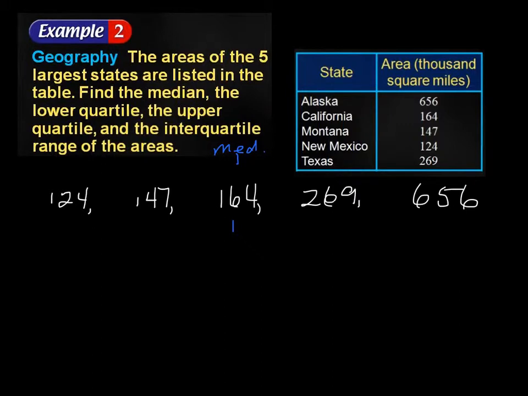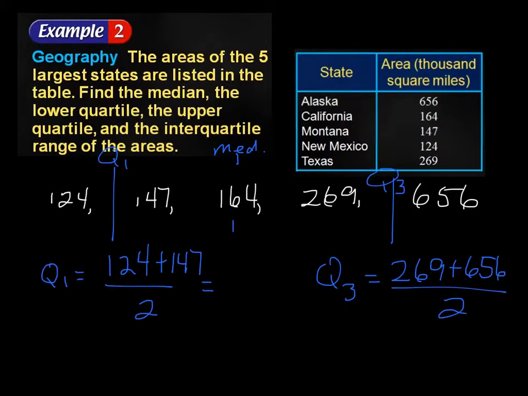Now, it's not so convenient finding our quartiles. So our quartiles are going to be halfway between and halfway between. Just like when we had to find the median of an even number of data, we had to divide our 2 most middle by 2. We're going to do the same thing for our quartiles. We're going to add them and divide by 2, so we're finding the average. So the average between 124 and 147 is 135 and a half. And the average between 269 and 656 is 462 and a half.